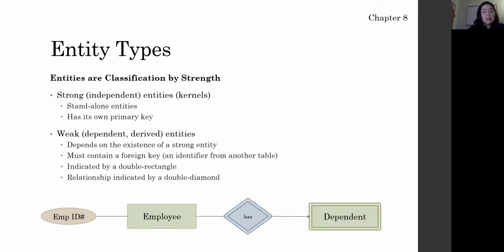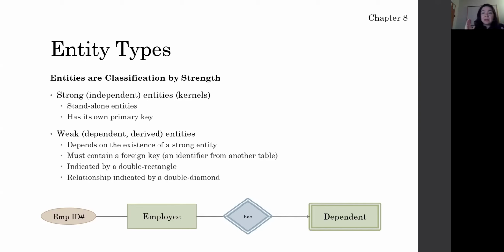A weak entity is something like dependents, where if an employee leaves the company, the data for the dependents would be deleted. They would disappear, basically, right? So without any employees, we don't have any dependents. The way that you can tell that something is a weak entity visually is that we get a double line around both the entity itself, dependent, and the relationship. So you'll see both the double lines there.